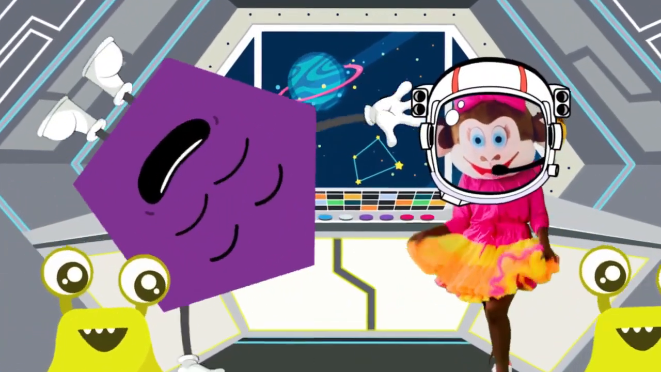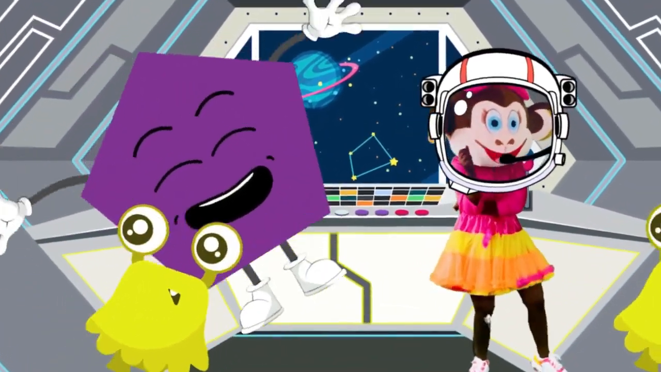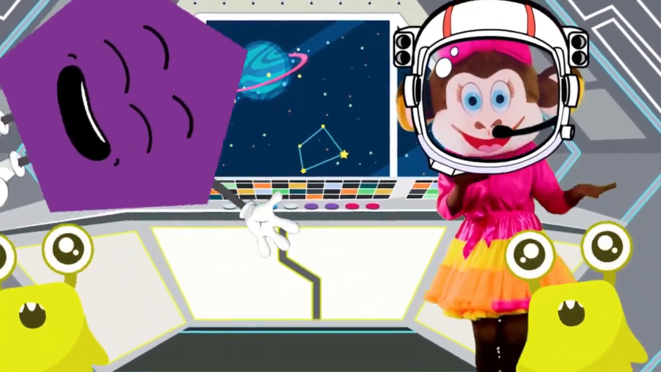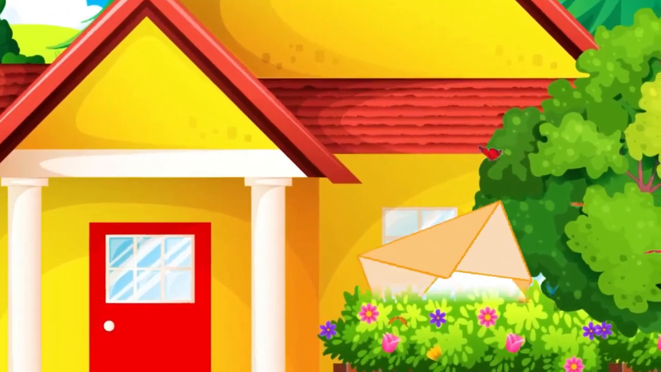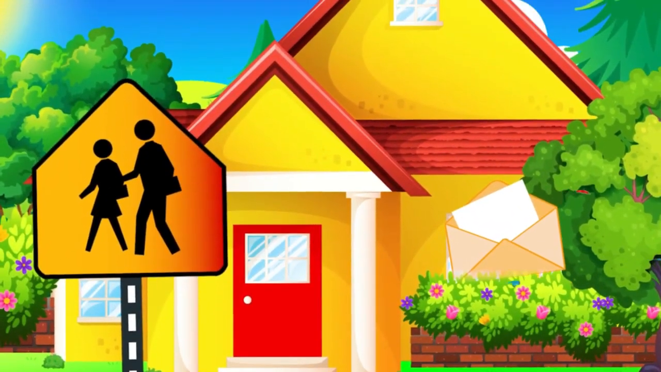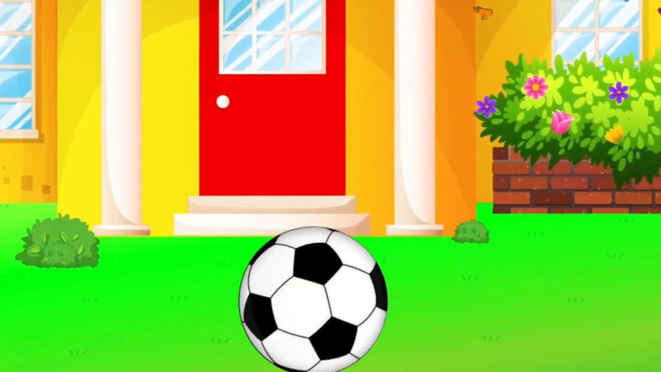Have you ever seen a pentagon? I can show you a pentagon. I can show you an excellent pentagon in our world. Houses, open letters, answer road signs, patches on the football, what fantastic lights.